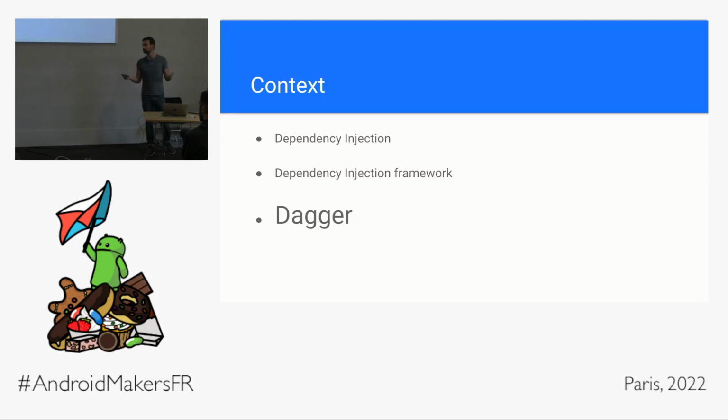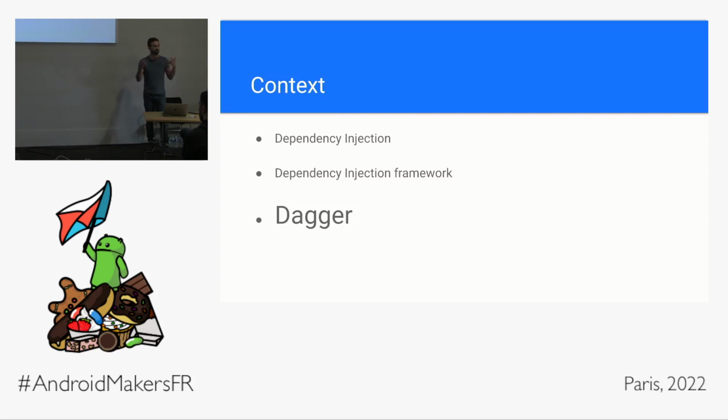So what's Dagger? Dagger is a dependency injection framework. It's made for Java. It means it works for Java applications. It works for Kotlin applications on the JVM, and of course for Android applications. But you need some specific setup for Android.